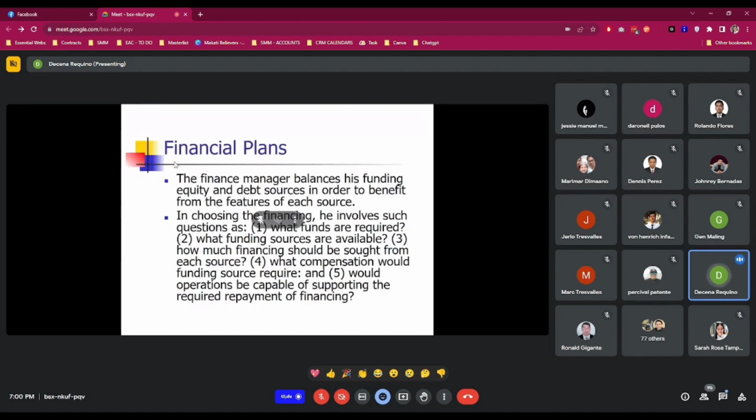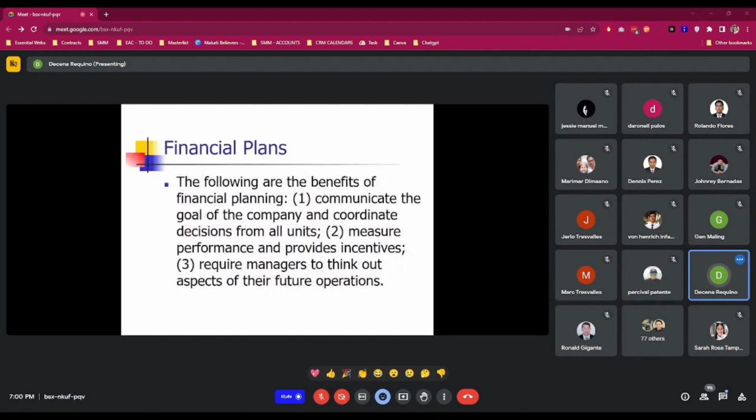In choosing the financing, he involves such questions as what funds are required, what funding sources are available, how much financing should be sought from each source, what compensation would funding source require, and would operation be capable of supporting the required repayment of financing.